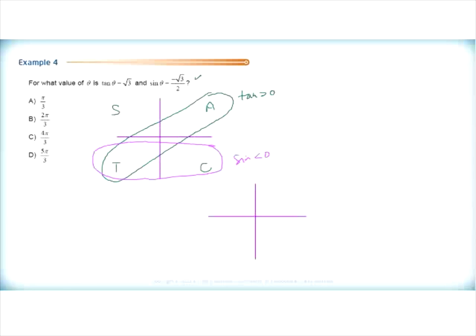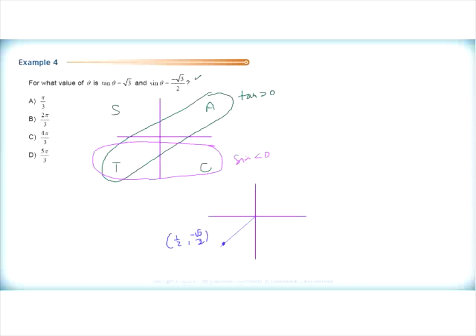So let me draw it in quadrant 3. Here we go. And sine is negative root 3 over 2. Sine is the second coordinate. Therefore, the first coordinate is 1/2.